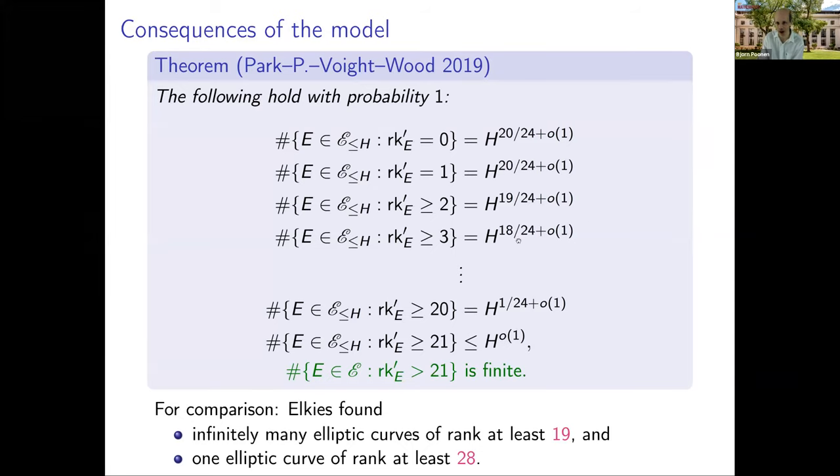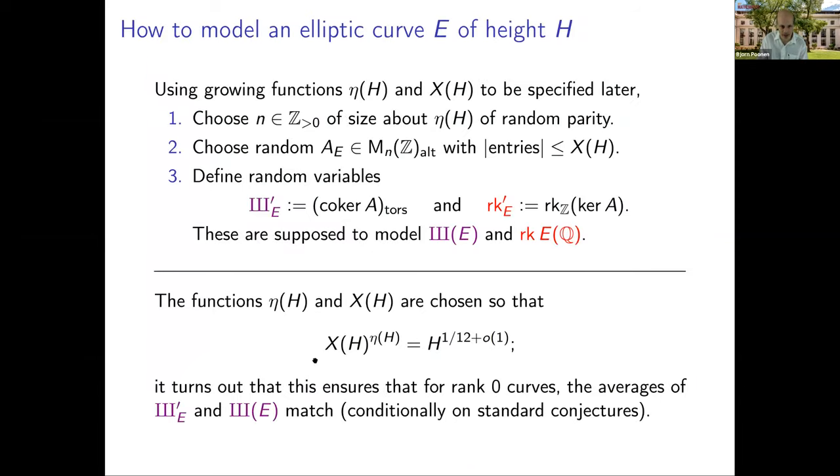Now, that just raises the question: why is it H to the 1/24th? Where does the 24 come from? I think it's the same 24 that appears in a lot of other math. 24 comes from the 12, and it's related to the fact that the delta is a modular form of weight 12 and all that. And it goes back to this calculation of the average size of the Sha, using the Birch–Swinnerton-Dyer conjecture, to analyze this.